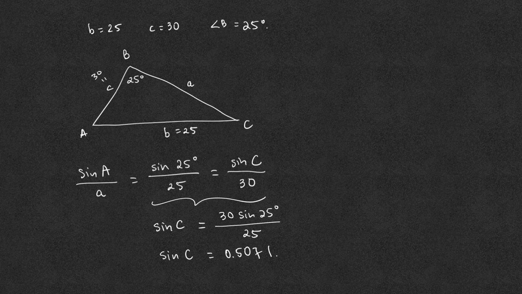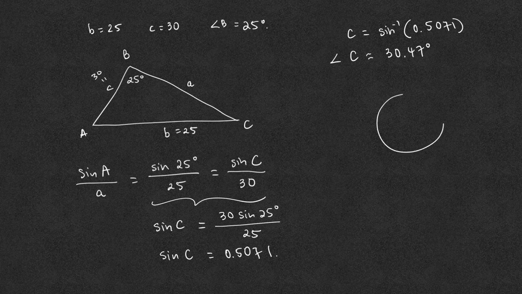This is sine of C, and so to get C, we simply use arcsine, or sine inverse, of 0.5071, and this is approximately 30.47 degrees, and this is the measure of the angle C. Now, this is an acute angle, and we know that there are two angles between 0 and 180 that will give us the same sine of C.